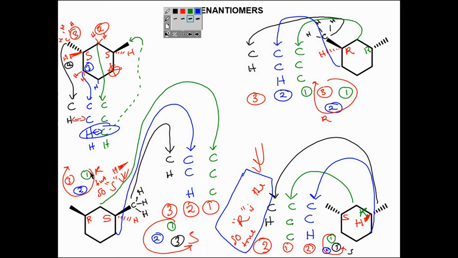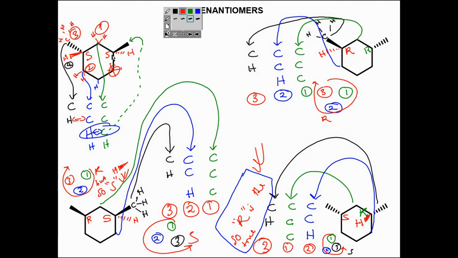So the green will have priority number 1, the blue will have priority number 2, and the methyl priority number 3. You're going clockwise, so it's an R, but your smallest group has a bold wedge, so the true assignment is an S, so that's why we write an S there.